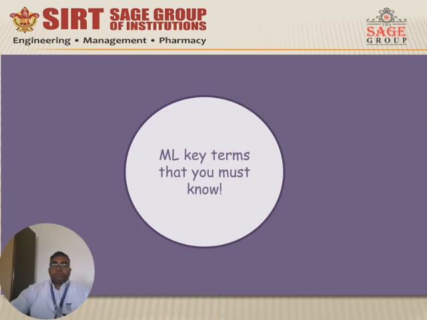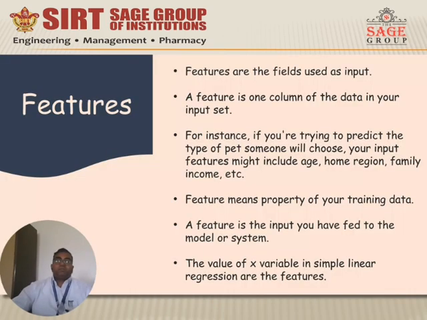Now, here we are trying to learn about the various key terms used in machine learning. The first one is features. So what are the features here? Features are the columns of the data when we are providing the data; the input set is called a feature. So one column is one feature. Multiple columns mean multiple features.